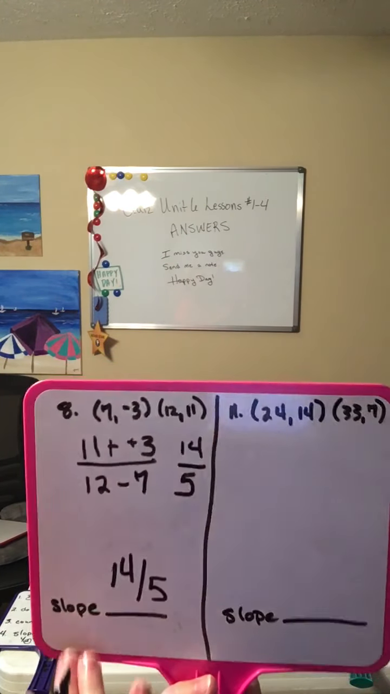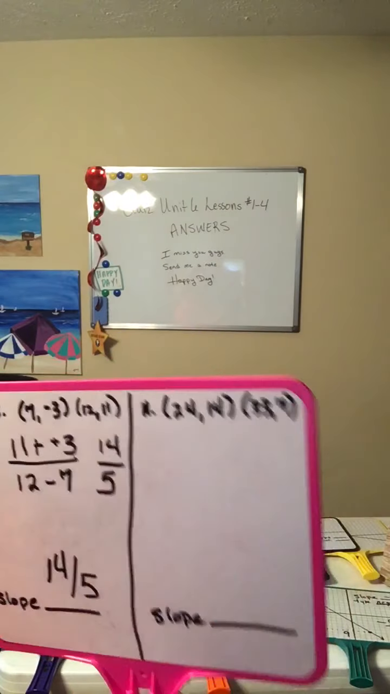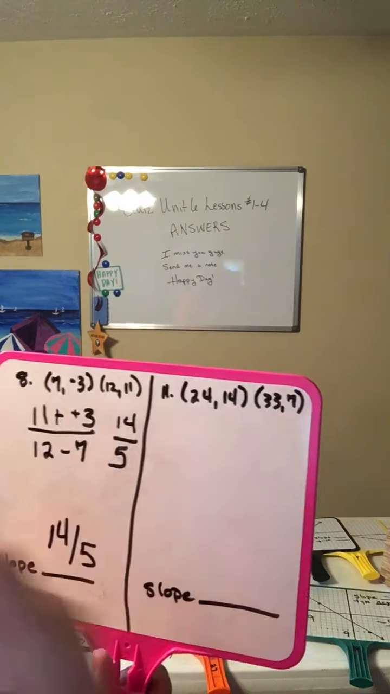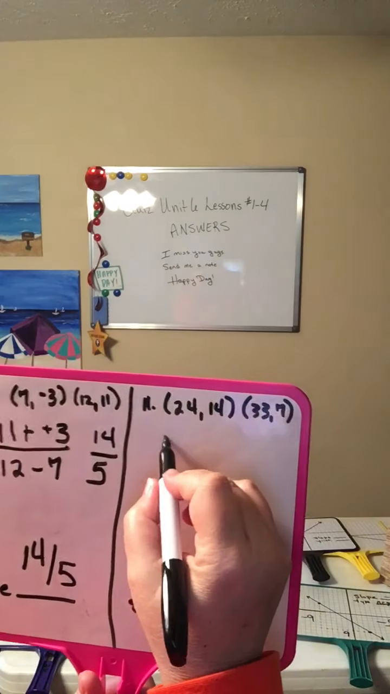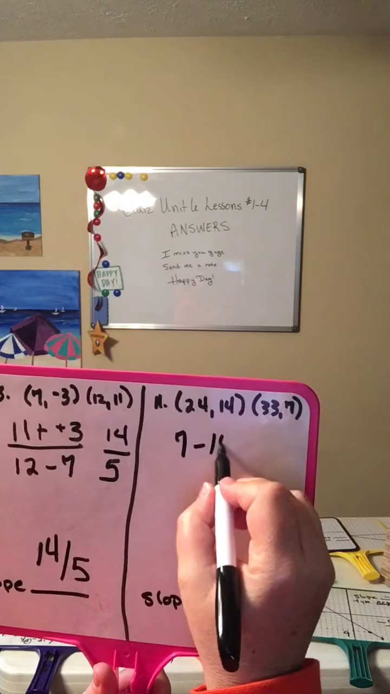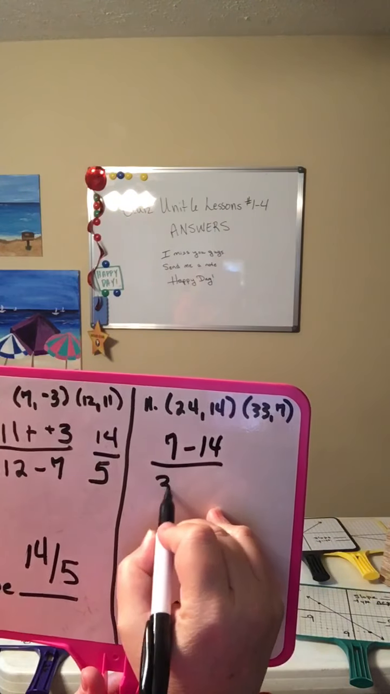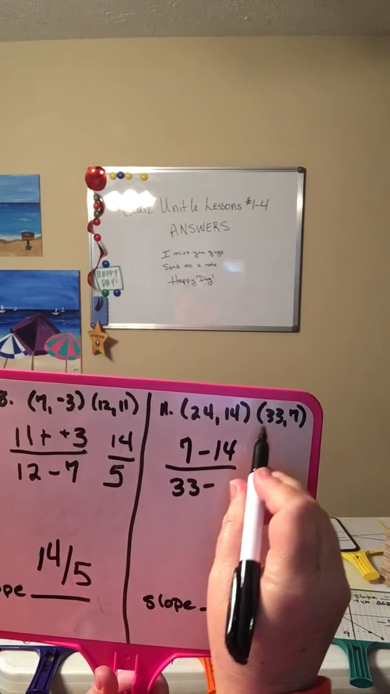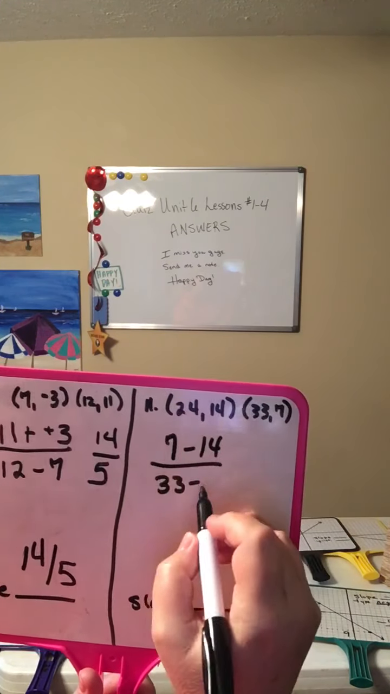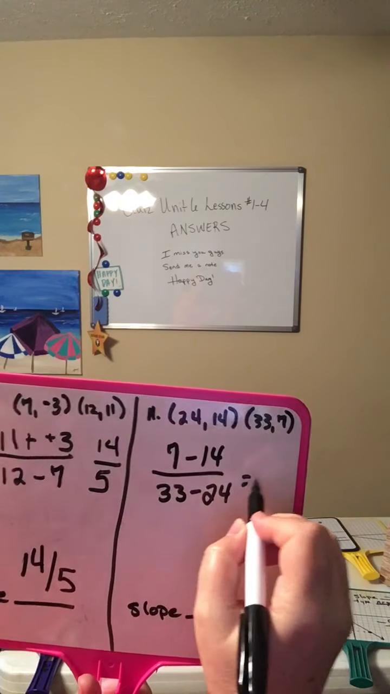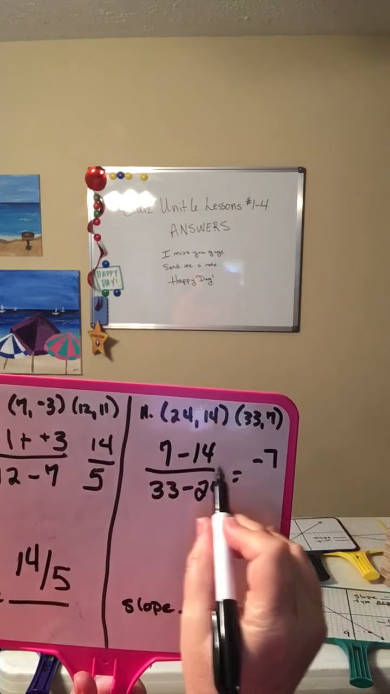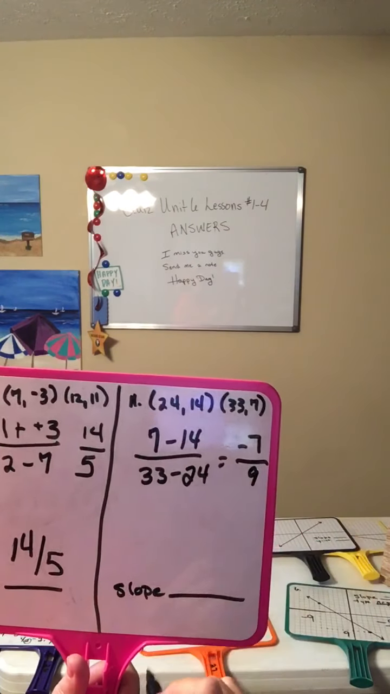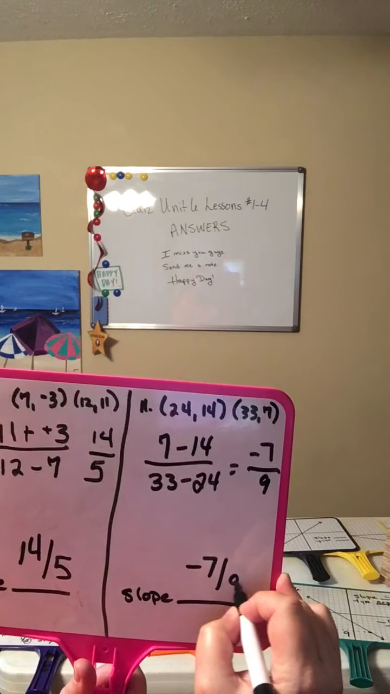Number 11. Yes, I did go from number 8 to number 11. No, I didn't know it until just a couple of minutes ago. But you know what? Sometimes that's the way it goes. All right, so we have y2, 7, minus y1, 14, over x2, 33, minus x2, I think I said it wrong, x2 minus x1. We get negative 7, okay, over, what is that, 9? So we have negative 7/9 because that can't be simplified.